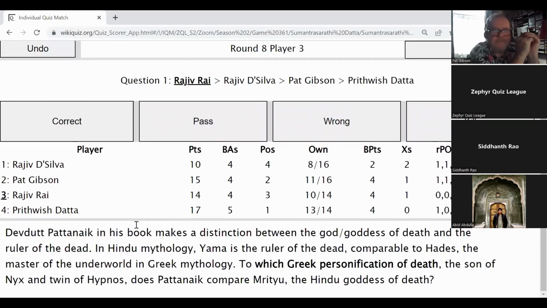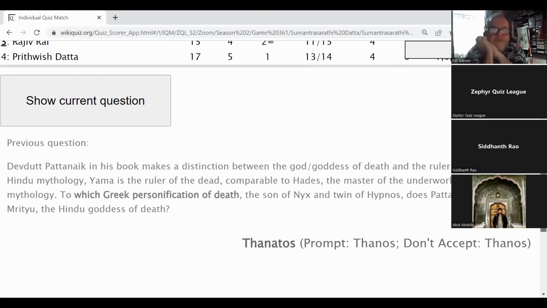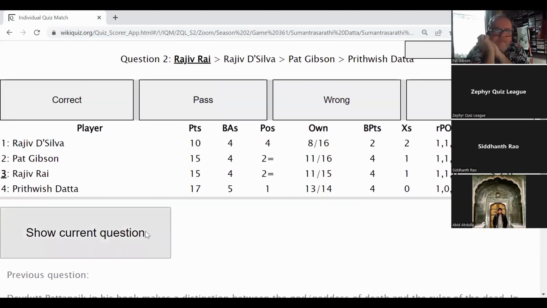And Rajiv Rai, your last two directs. Devdutt Pattanaik in his book makes a distinction between the god or goddesses of death and the ruler of the dead. In Hindu mythology, Yama is the ruler of the dead, comparable to Hades, the master of the underworld in Greek mythology, to which Greek personification of death, the son of Nyx and twin of Hypnos, does Pattanaik compare Mrityu, the Hindu goddess of death? Thanatos. Thanatos is indeed correct. This is Thanatos. And a prompt on Thanos is not acceptable.